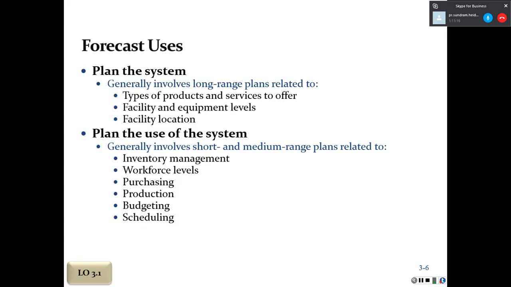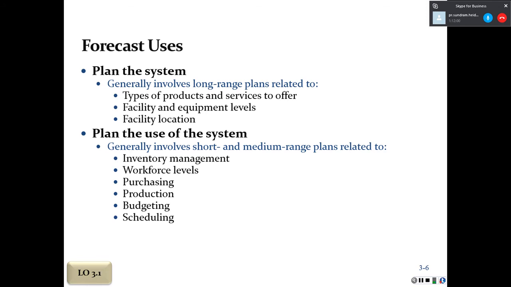There are two uses of forecasting. First is planning the system. These are generally long-term decisions, and they include things like what type of products and services to provide, and the facility locations. The next one is planning the use of the system. These are generally short-term, so they want to figure out how much inventory we need to have, how many people we want in the workforce, how many people we are going to hire, what the budget will be, and when we do hire the people, what type of scheduling we are going to have.